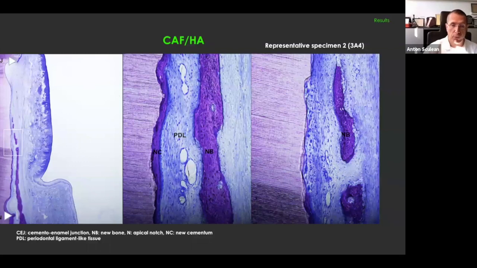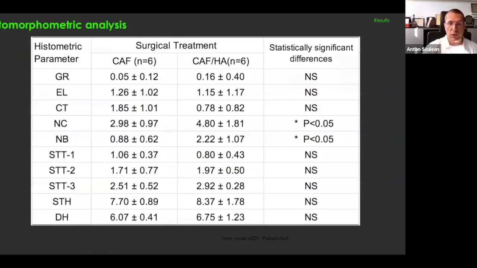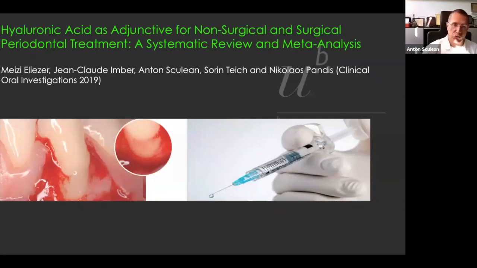recession and intrabony defects. And now if you look at the histometric measurements, please observe the differences in terms of new cementum and new bone formation in the two groups. Between the test and the control, you can clearly observe a difference. And now let me show you what we know from the literature, because I think it's also important to look at what other research groups have done.